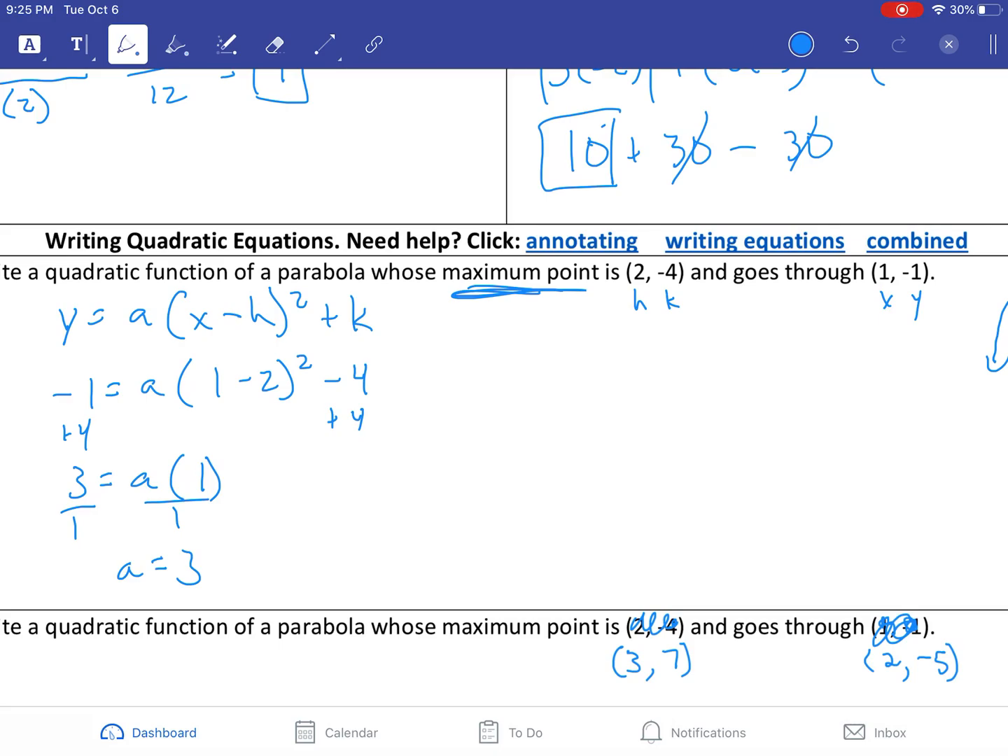So now what we can do is put the equation back together with the h and k values, and now we have our a is 3. The x and y will become x and y's. So y equals 3 from what we just found out, times (x minus 2) quantity squared, minus 4. So the only thing we have in our final answer is the h and k and the a.